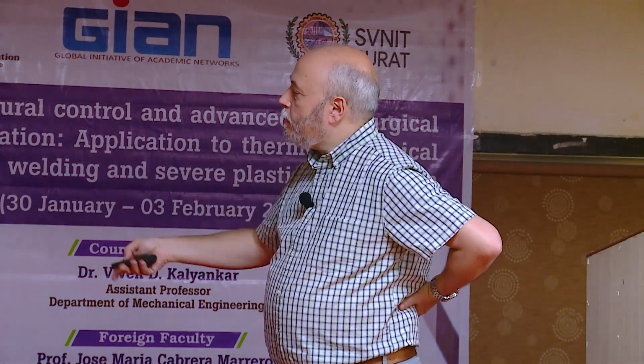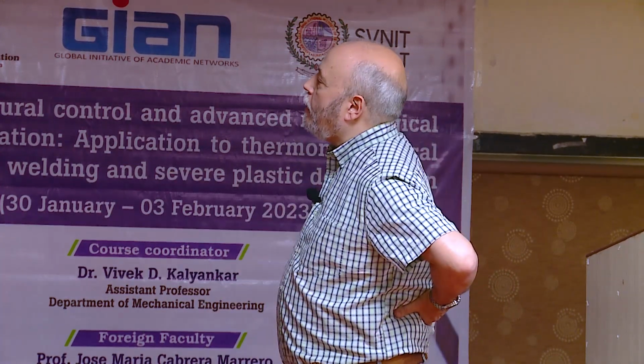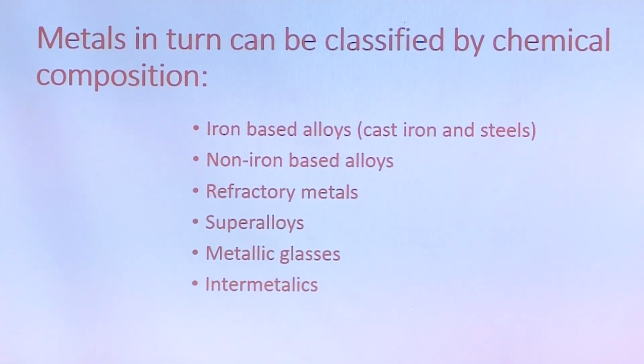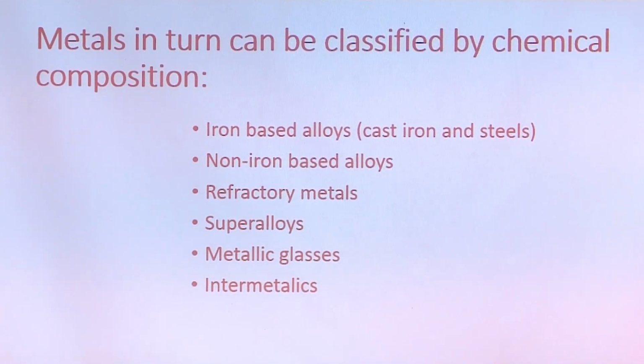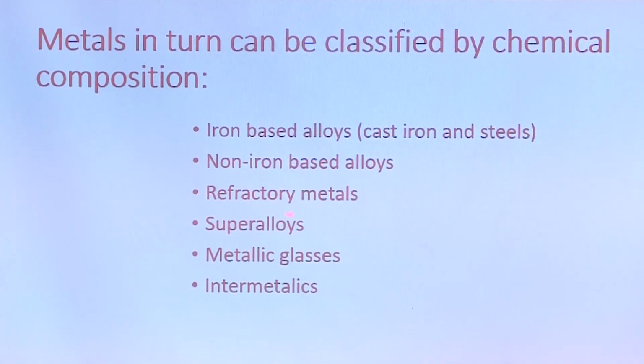I think we can skip this. Of course, this is the classical classification of materials. I can skip that and go directly to the classification of metals, which is basically iron-based alloys, non-iron-based alloys, and all of this other stuff which are not iron-based alloys too, but they have specific properties.